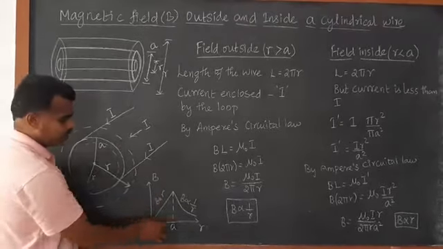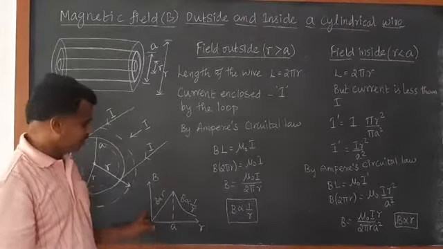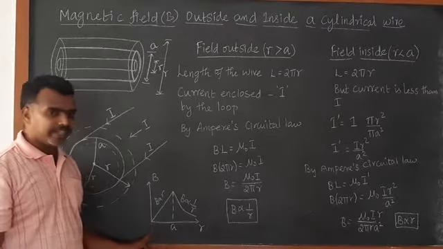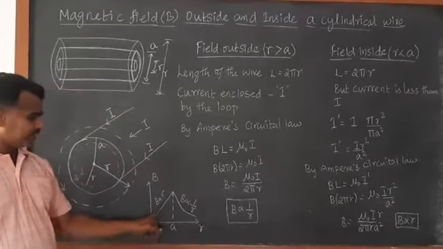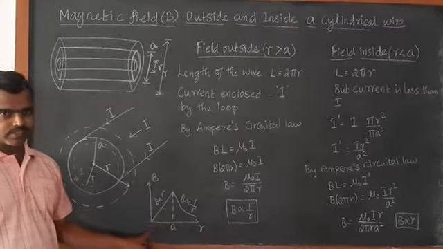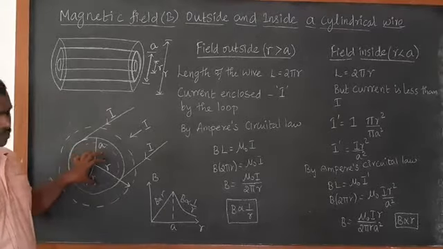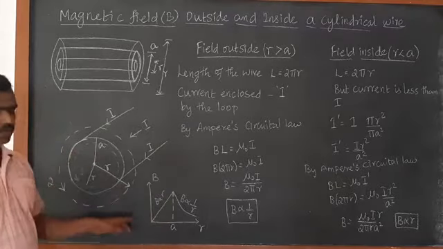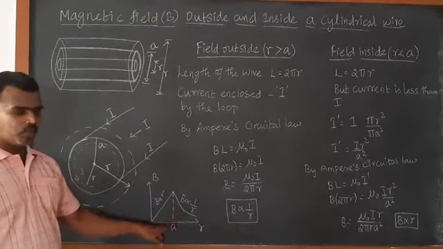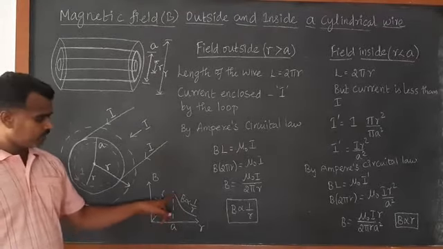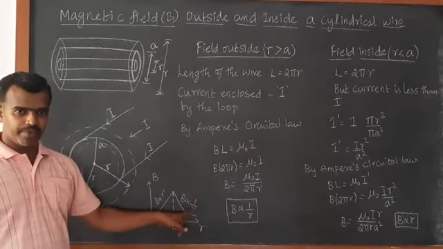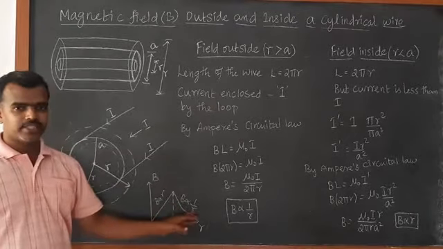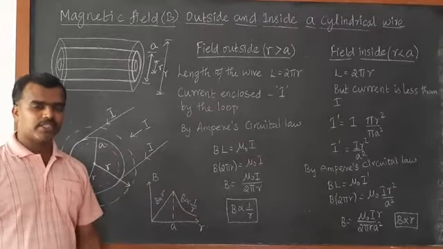That's why we have drawn this graph, B versus r. Initially inside the wire, B increases as r increases. That is the first Ampere loop. When it reaches the surface of the wire, B will be maximum at r equal to a. After that it falls as 1 by r, that is outside. Outside, it decreases as the distance increases.